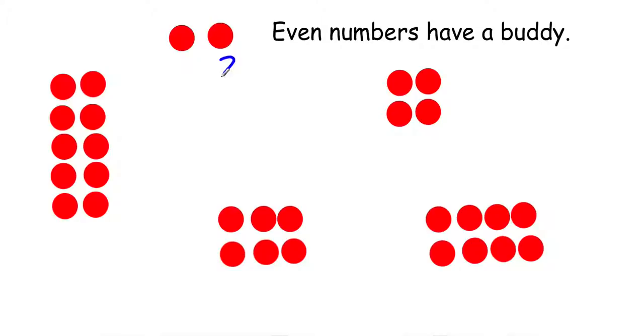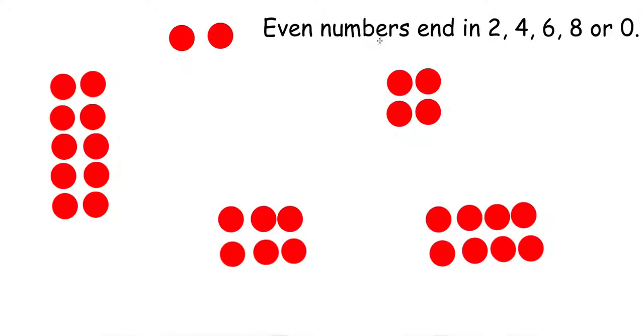And so this one here is 2. This is a 4. This is 6. And here's 8. And finally, this is 10. These are 10 dots here, and they all have a buddy. And the thing I want you to realize about even numbers is that even numbers end in 2, 4, 6, 8, or 0. So those are the numbers that even numbers end in.